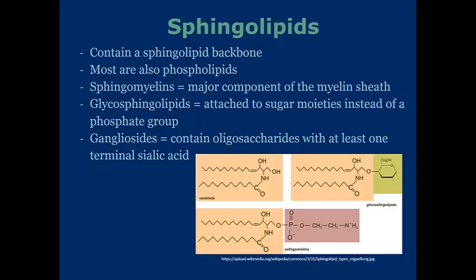Sphingolipids are basically phospholipids that contain a sphingolipid bilayer. They are often also phospholipids by categorization. Sphingomyelins are the major components of the myelin sheath, as the name would suggest, and the glycosphingolipids are attached to sugar moieties instead of phosphate groups. Gangliosides contain oligosaccharides with at least one terminal sialic acid. Gangliosides are especially important when we look at nervous system function. At the bottom right are some examples of sphingolipids.